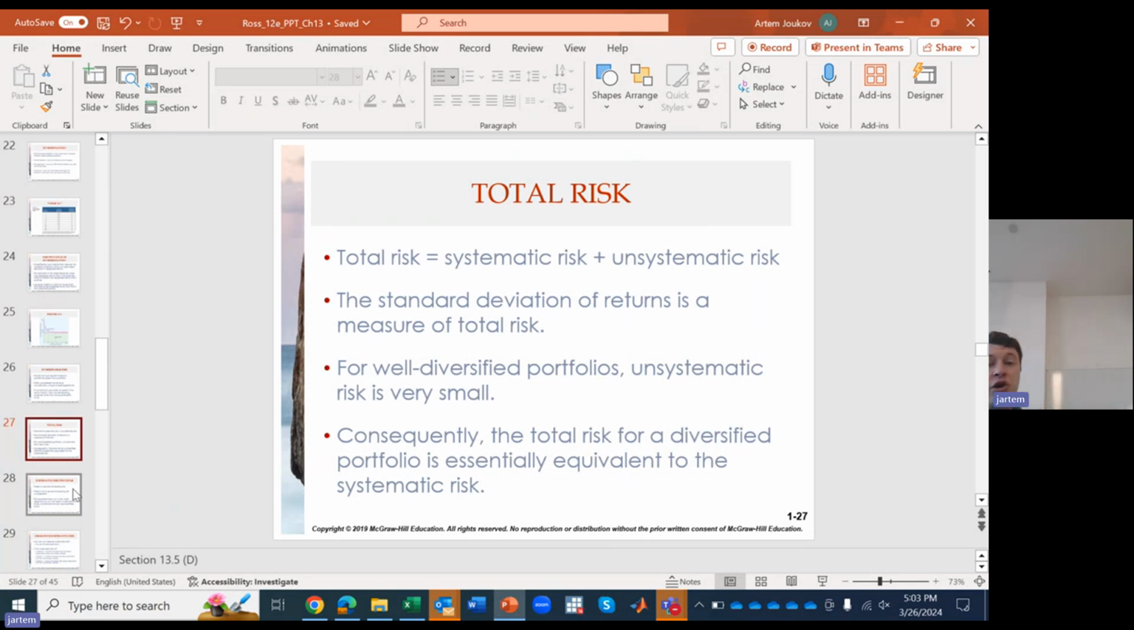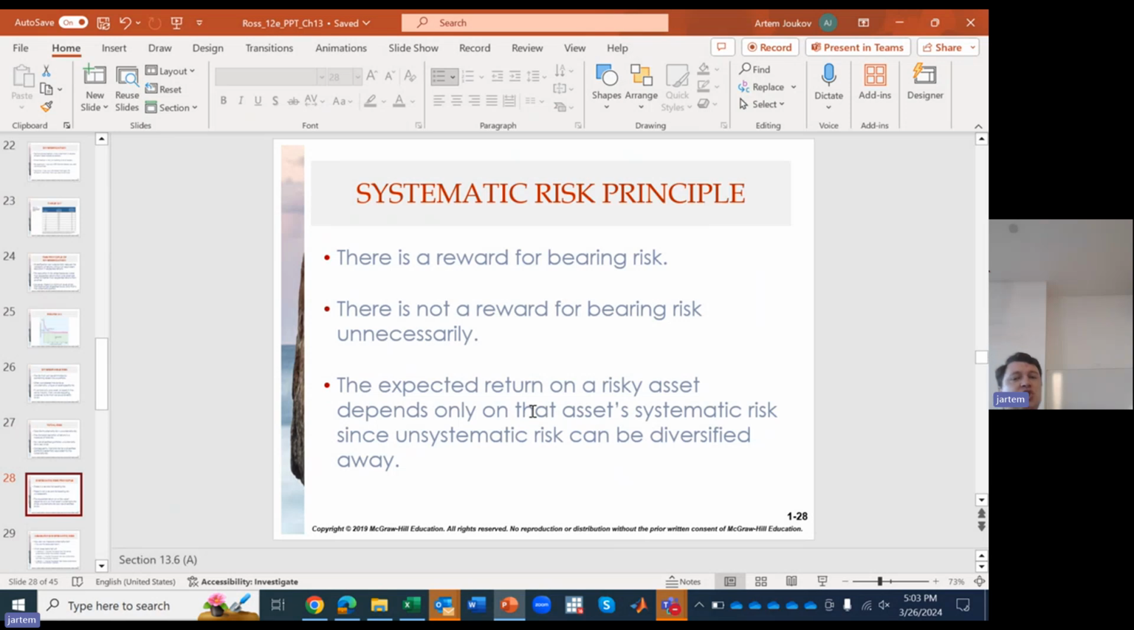Okay. But of course, total risk is combining those risks together, right? And if you've got a well-diversified portfolio, the unsystematic risk is small, but the systematic risk is going to be the same because you're part of this market system. It's like gravity. You can't get rid of it without leaving Earth, you know? So you're going to be stuck with this total risk. But then you've got the systematic risk principle.